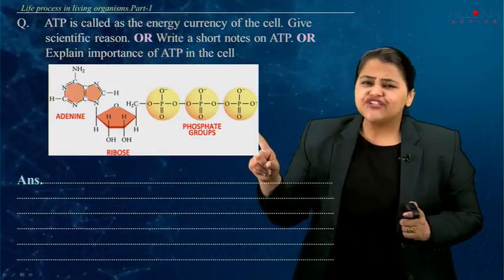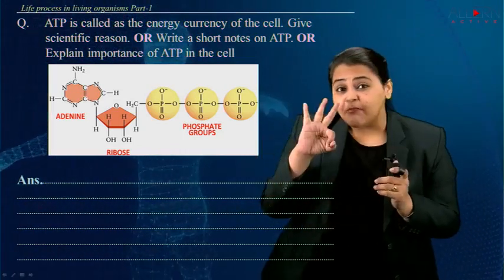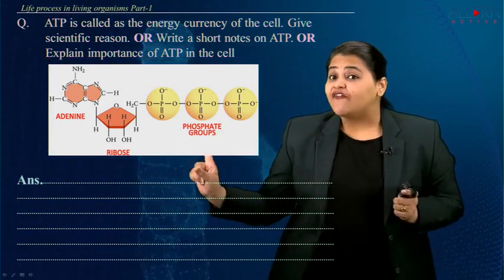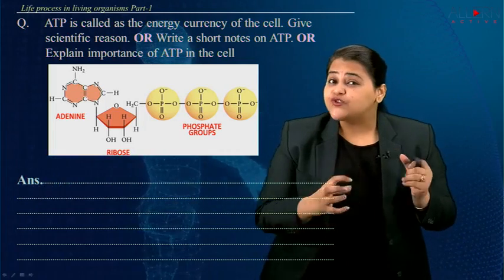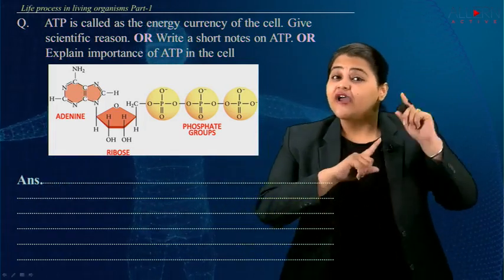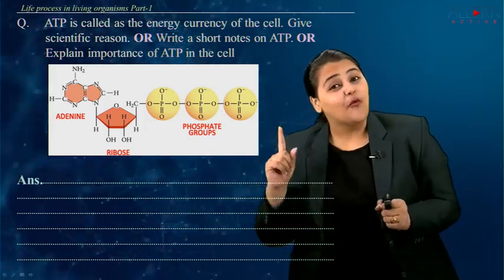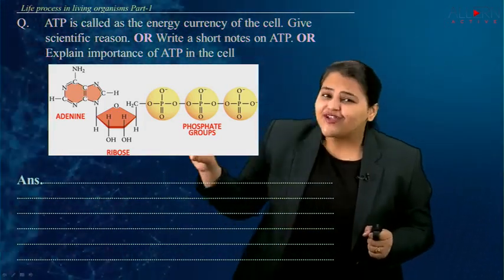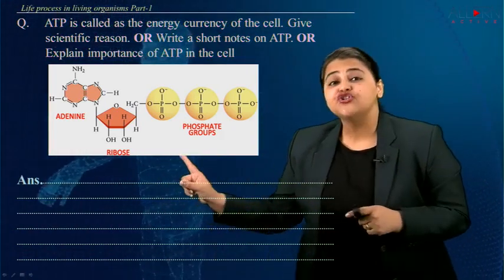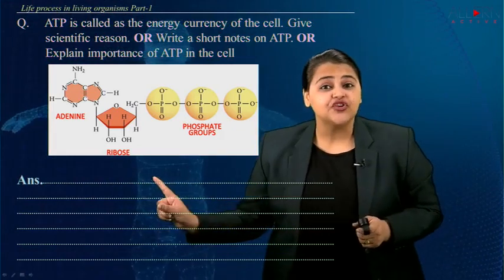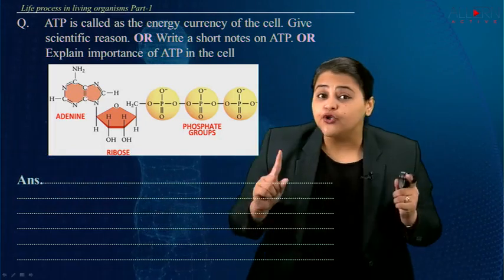Now, let's look at the structure of ATP. When you look at ATP, you have three parts. You have adenine, which is nothing but a nitrogenous base. Do you remember the ATGC of the DNA? Well, that's exactly what adenine is. It's a nitrogenous base. Then you have a 5-carbon sugar, which is called ribose. And then, of course, you have the 3 phosphate groups.